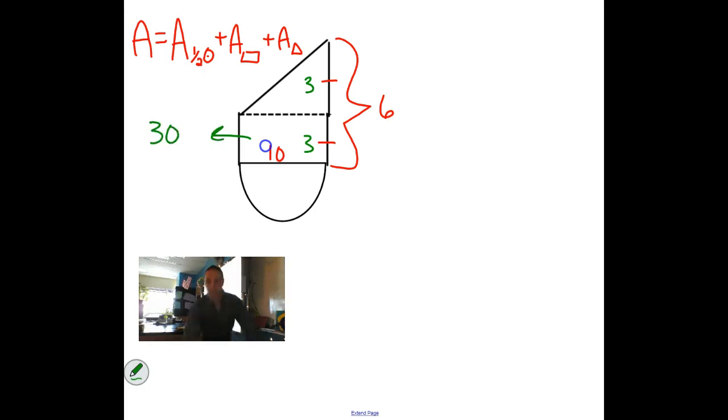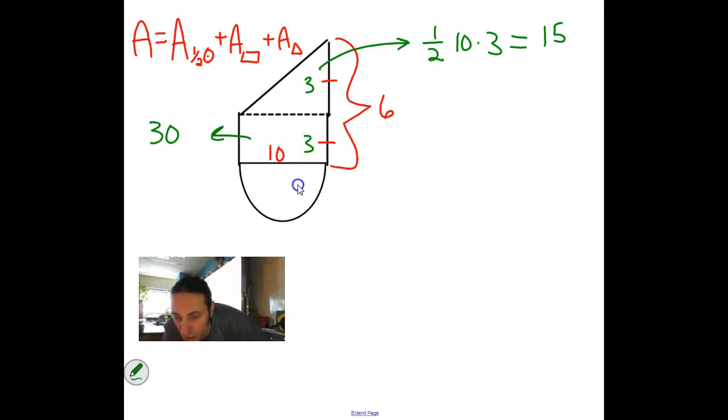Now, if I said, hey, find the area of this triangle, well, you'd say, oh, Mr. Rising, that's 1/2 base times height. And again, 30 divided by 2 is 15. Well, sweet. So far, so good. I'm 2/3 of the way here.